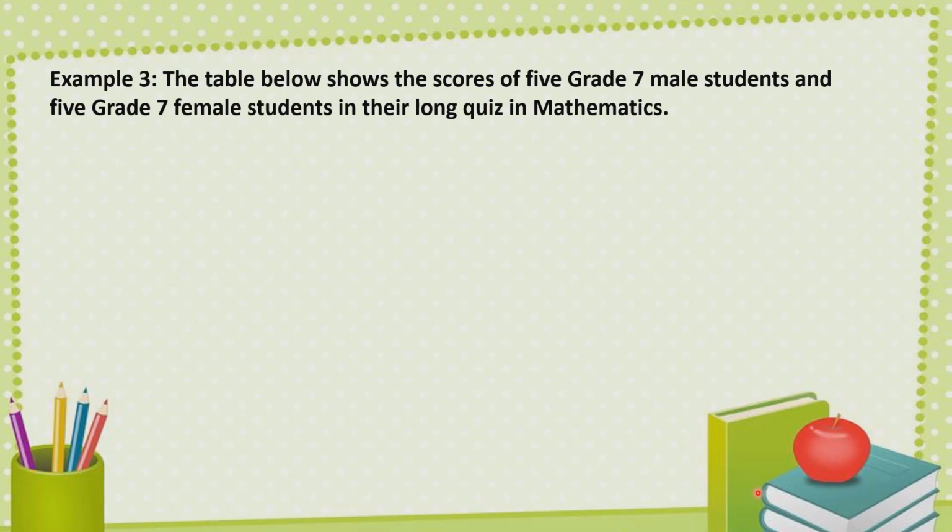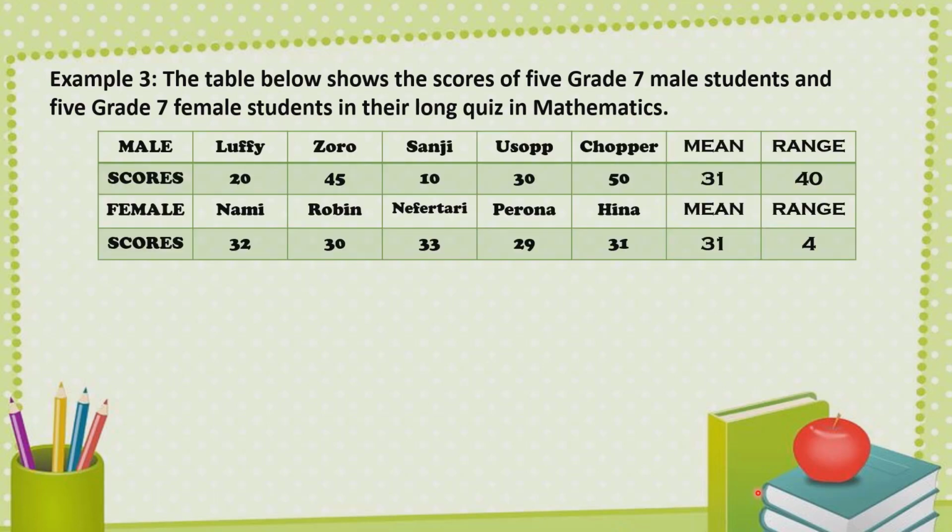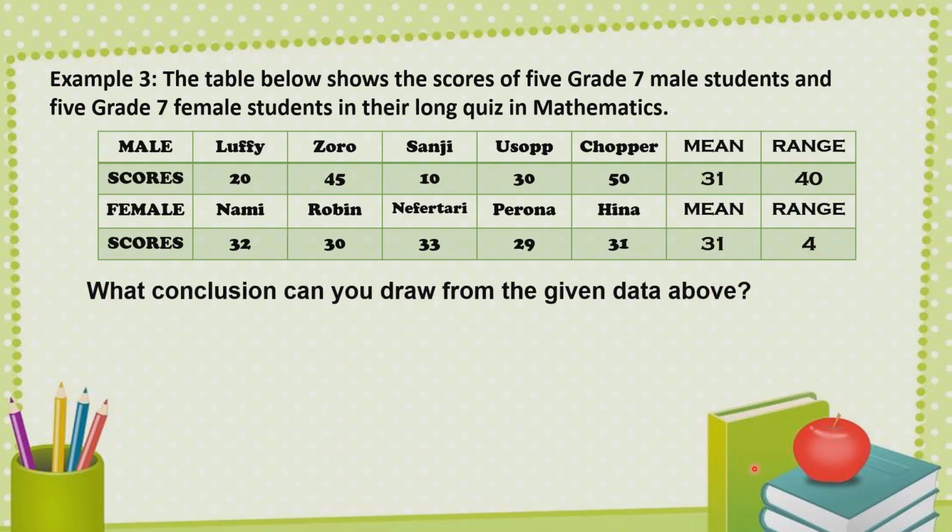Example number 3. The table below shows the scores of 5 grade 7 male students and 5 grade 7 female students in their long quiz in mathematics. We have here for male and for female. The mean and the range of their scores are computed here. What conclusion can you draw from the given data above?